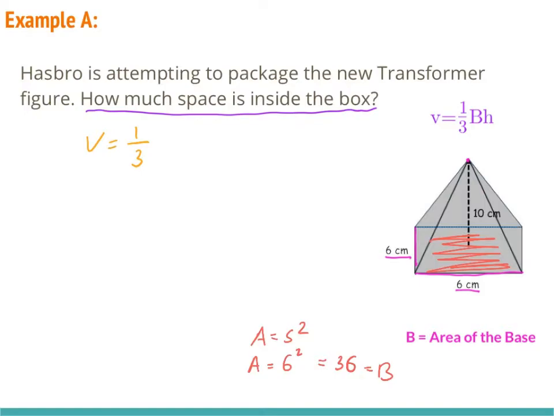So let's plug that into our formula now. Our big B is 36. And taking a look at our shape here, we see that our height is 10. So we're going to plug that in. Now, since this is multiplication, we could just multiply these numbers all together. 1/3 times 36 times 10. And when we do that, we get 120. Now, remember, we need to label our answer. We're talking about centimeters here. As we can see, our entire picture has centimeters. And since we're talking about volume, we know that means cubed. So how much space is inside our box? 120 centimeters cubed.